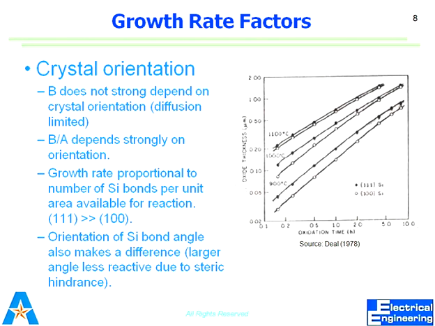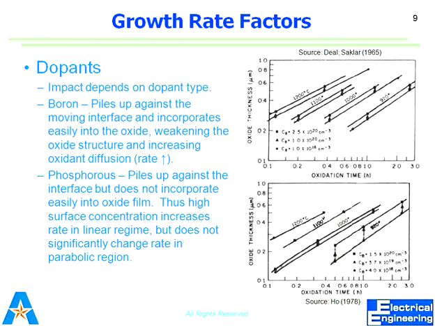So it means that the crystal orientation will come into play when we have a thin layer, when it is actually the reaction rate limited process, not the diffusion rate limited process. When it is reaction rate limited, then we need a greater number of silicon molecules. So it means 1-1-1 is better than 1-0-0. The second factor is actually the dopant.